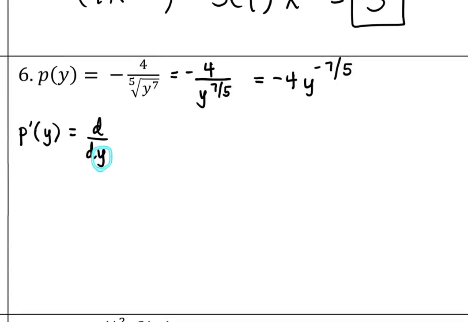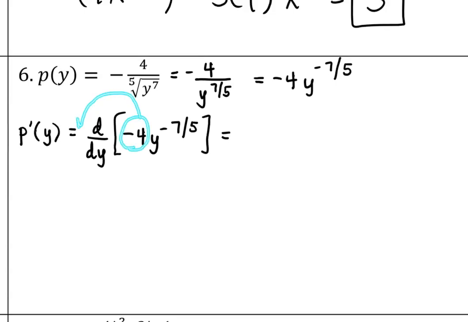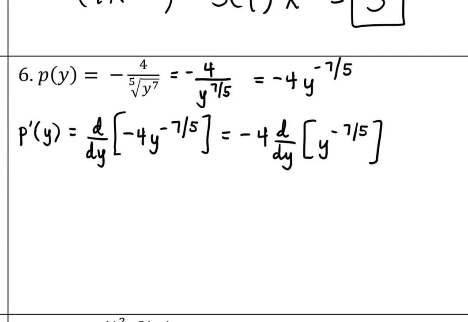Notice that I am using a variable of differentiation of y. Constant multiple rule tells me that I can take this -4 out and pull it out in front of the derivative operator. Now with what we are left with, we are going to apply the power rule to take the derivative of y to the -7/5. The power rule tells us that the exponent of -7/5 comes down in front, and the new exponent on y needs to be 1 less.